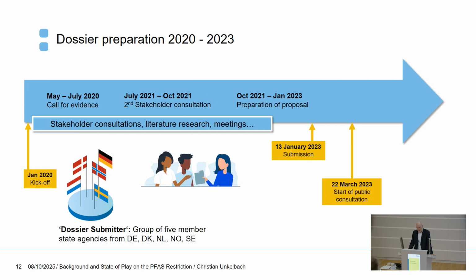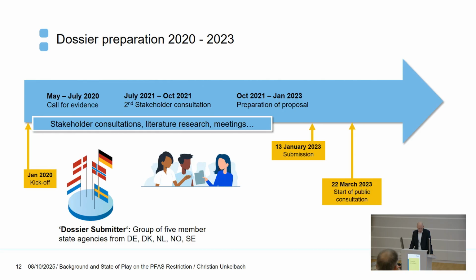So with regard to the PFAS restriction, we are talking not about one member state competent agency as the dossier submitter, but actually a group of 5 member state agencies. Besides Germany, this is Denmark, the Netherlands, Norway, and Sweden. So when I talk about the dossier submitter, this is a team of agencies, and at a national level, even multiple agencies. For example, in Germany, besides our agency, the BfR, obviously, and the German Environment Agency were involved.